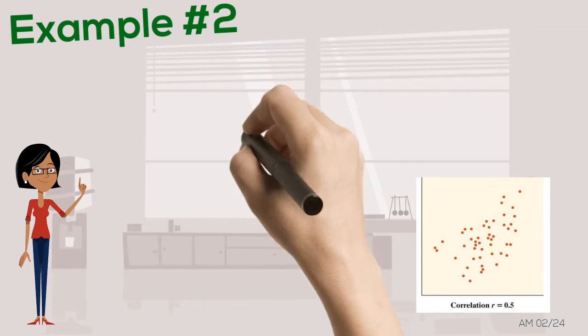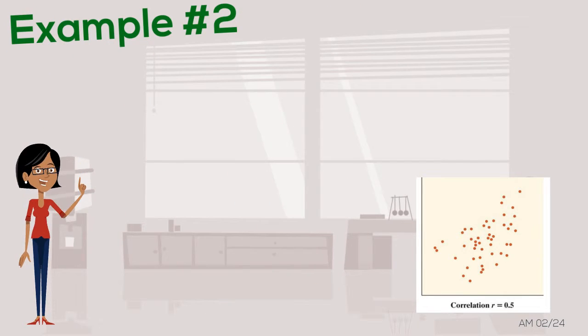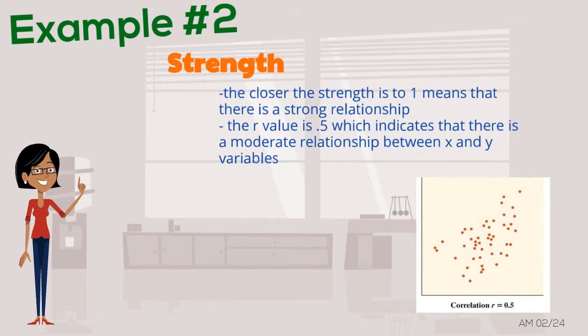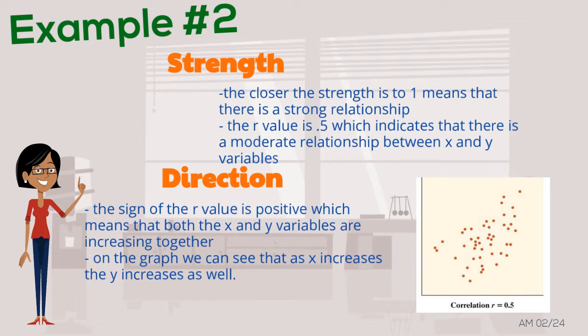The data tells us that there is a correlation coefficient of 0.5. What does this mean? We know that the strength can be 0 to 1. With a correlation coefficient of 0.5, there is a moderate relationship between the x and y variables. For the direction, the sign is positive, which means that both variables increase together.